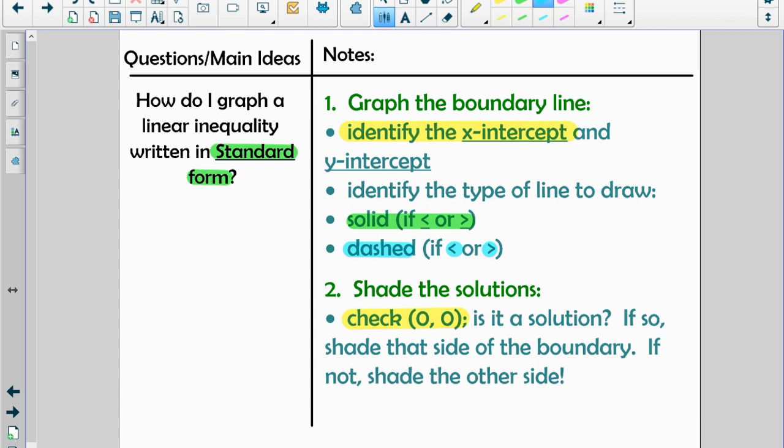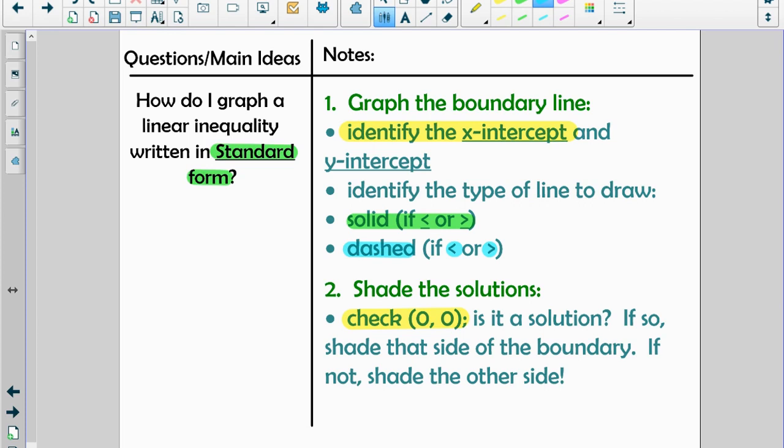So a point that works really well, as long as it's not on the boundary line, is (0, 0). It makes it really easy to check and see if it's a solution, because all you're going to do is basically turn the variables into zeros. So multiply by 0, add the zeros. It's just going to become 0 when you do that. And we'll see that with an example.